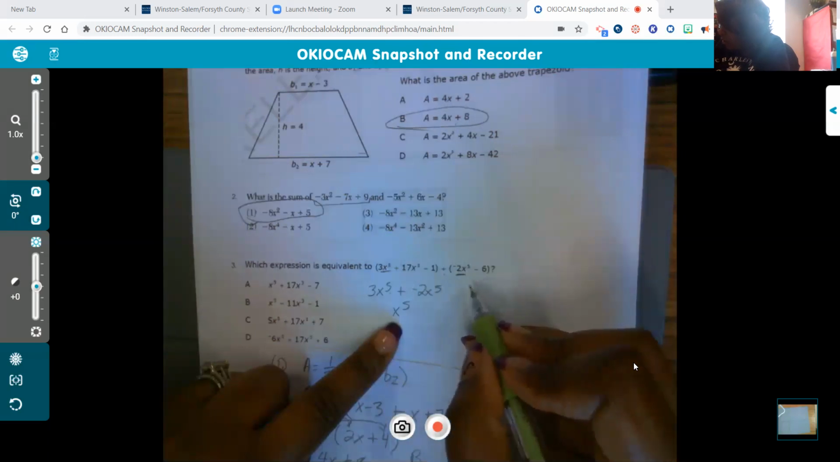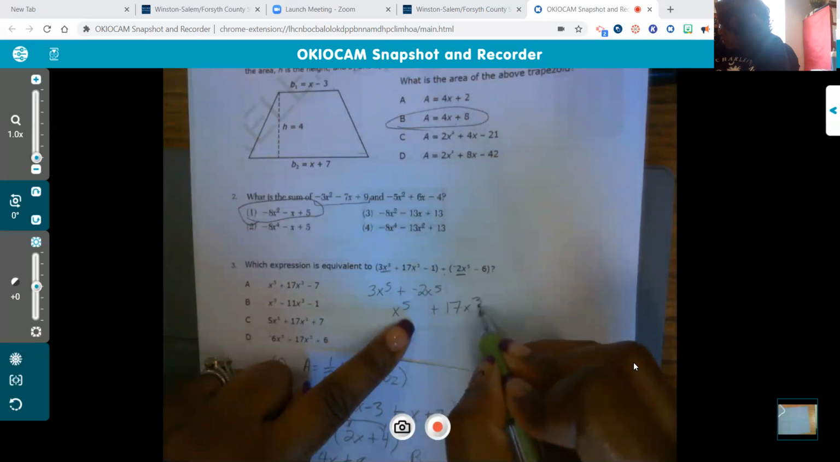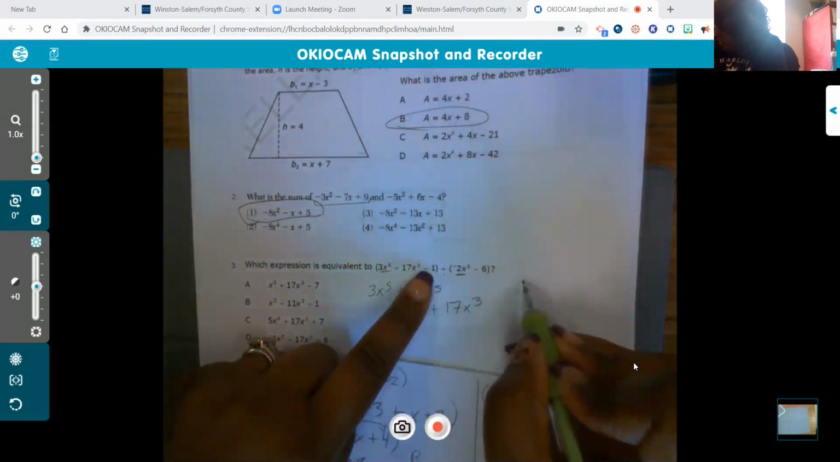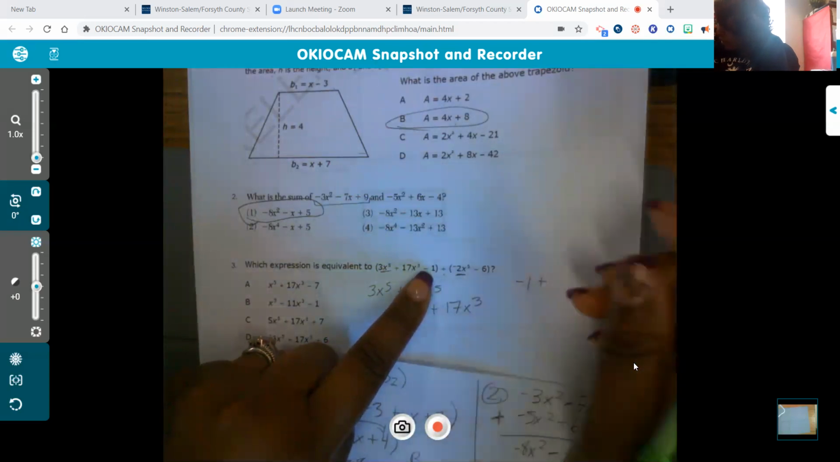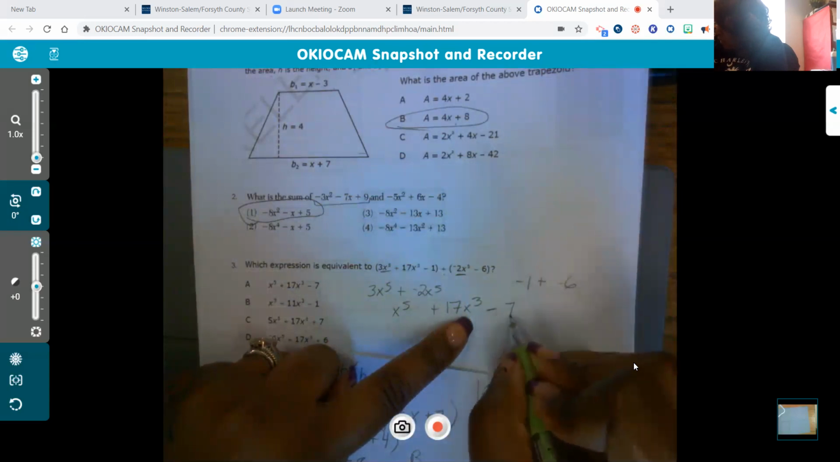Then you don't have another term that's like this one, so this is plus 17x to the 3rd. And then these two terms are alike. So this is -1 plus a -6, so that gives you a -7.